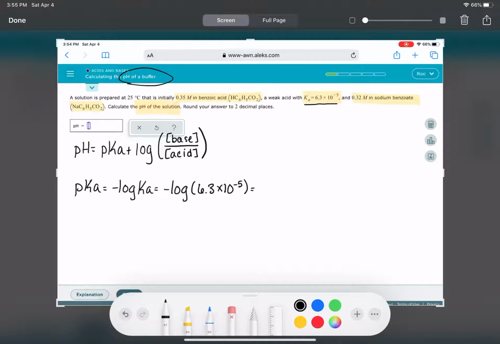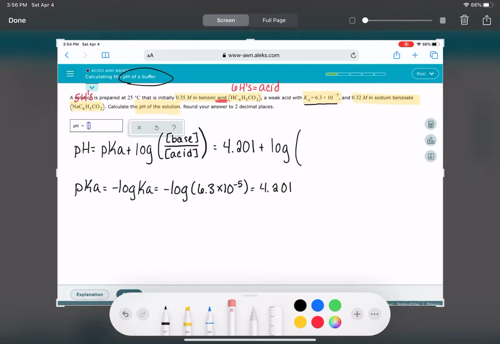which is 4.201. And I'm keeping some extra decimal places on there until I get to the very end. So 4.201, our pKa, plus the log of the concentration of the base over the acid. So we've got to figure out which is the base and which is the acid. The benzoic acid has 1 plus 5, that has 6 hydrogens. Oh, and it says it's an acid, it's probably our acid. I didn't even look at that. The other one, sodium benzoate, has 5 hydrogens. The one with the extra hydrogens is the acid.